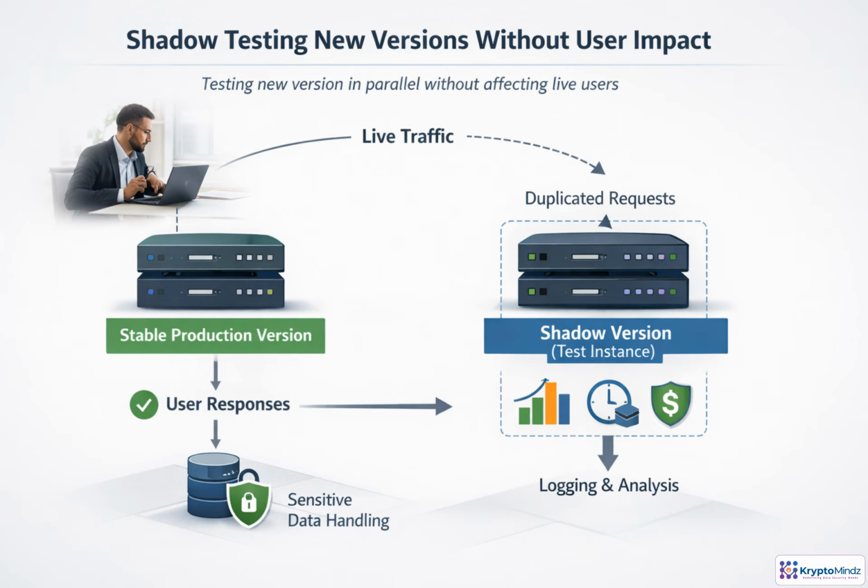Shadow testing lets you evaluate a new version with real traffic without putting users at risk. The production system still handles the request and returns the only response the user sees. At the same time, a copy of that request goes to the candidate version. Its output is captured for comparison, but never sent back to the user. This gives you realistic evidence on accuracy, latency, safety, and cost before rollout.